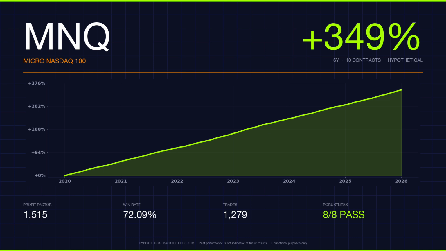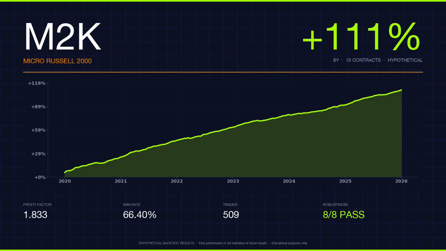Together, 2,830 hypothetical trades across 6 years, plus $891,000 hypothetical on 10 contracts. Locked parameters since 2020. No retuning. No additions. No "we updated the algorithm."